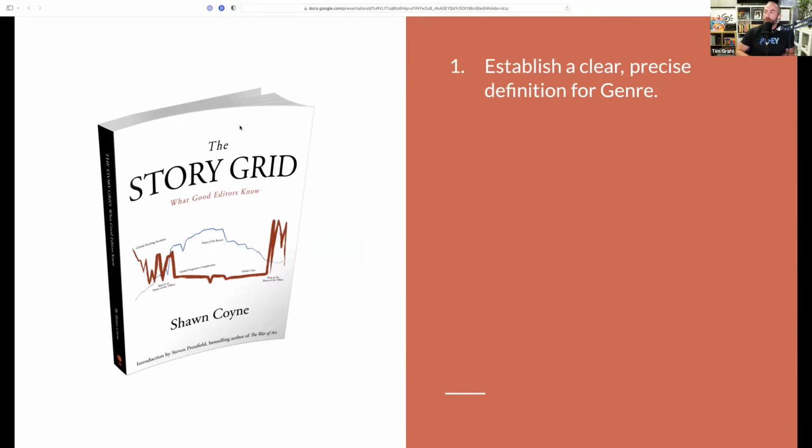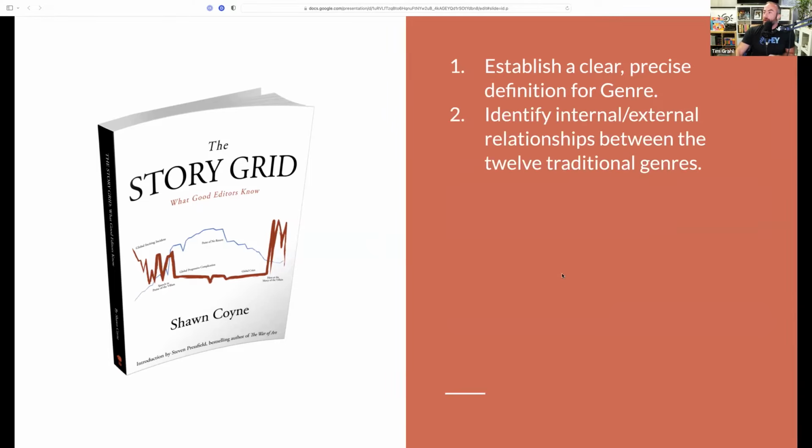So just a few of the things that he did with his book, The StoryGrid, and what we've gone on to do since, is he established a clear and precise definition for genre. He identified the internal and external relationships between the 12 traditional genres, right? So again, I still remember when I read the book and I got to the first section on genre, and I saw how he laid out the 12 genres, and I was like, oh, finally somebody actually explained in concrete terms what the genres are, how many they are, and what separates them.